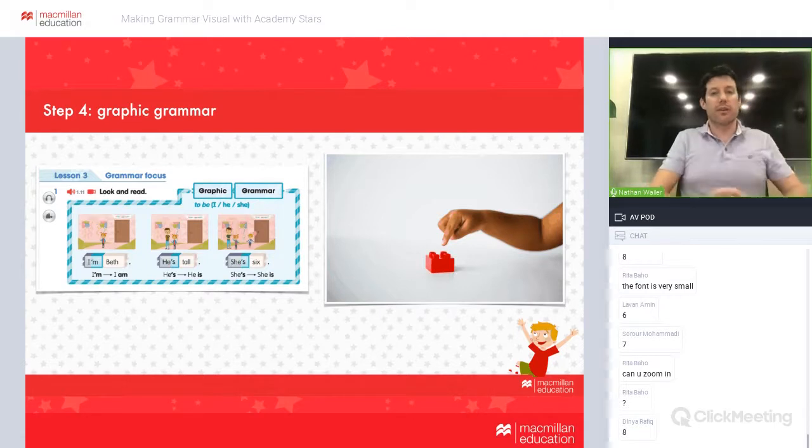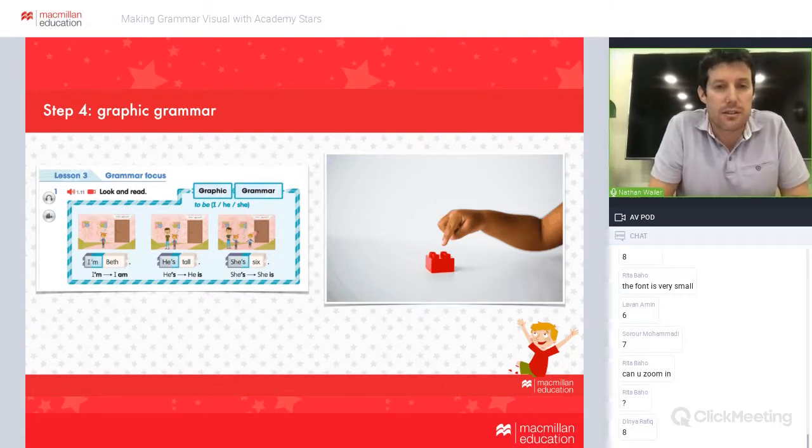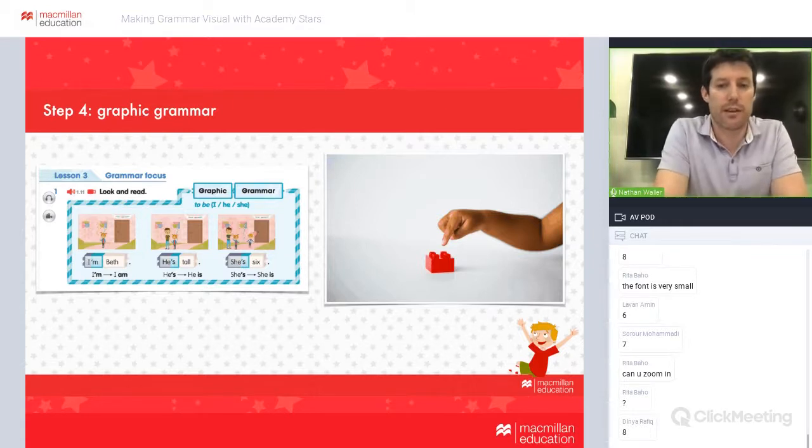So the one thing we have done with Academy Stars is we've presented the language in terms of bricks. Think of it like a Lego. So you build the words together by using bricks. And we've done that in what we call graphic grammar. So it's not just presented on the page. You can probably find other examples where it's done in a kind of visual like this. The grammar is presented this way. But the difference with Academy Stars is that we have added for every grammar point a video to go with it. So there's a graphic grammar video.